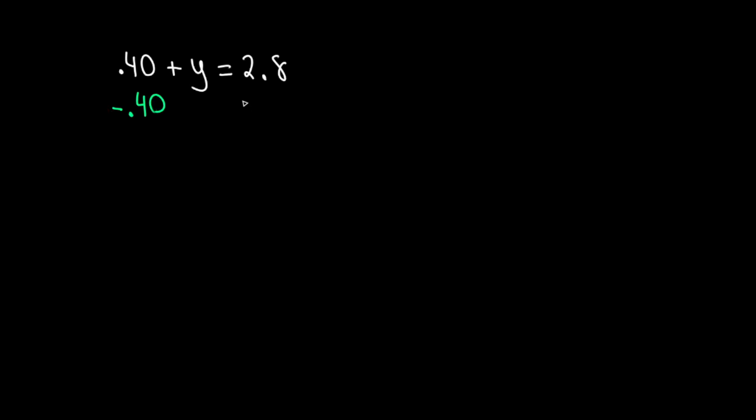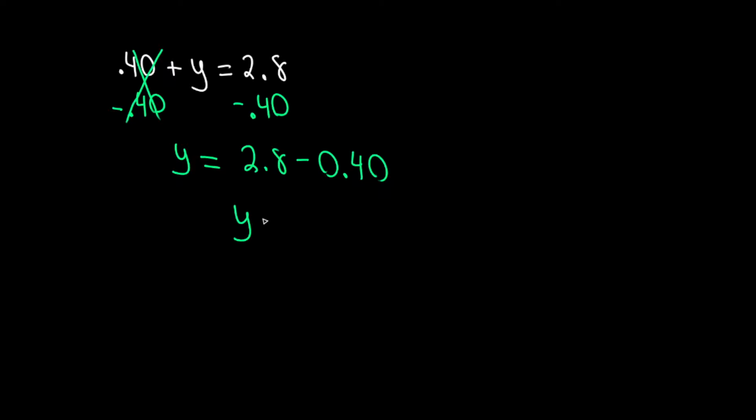And because we're doing it to the left, we have to do it to the right side. And this gets rid of our 0.40 over here. We're left with just our y. And over here we have 2.8 minus 0.40. And we end up with y equals 2.4.